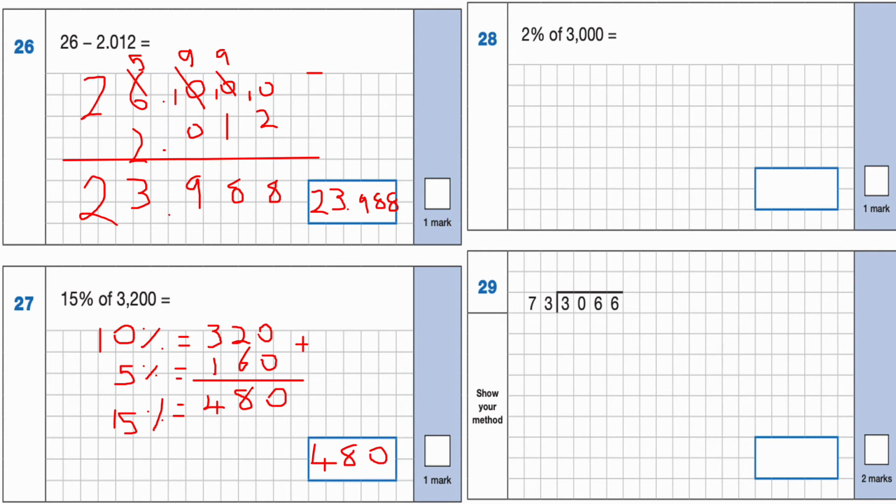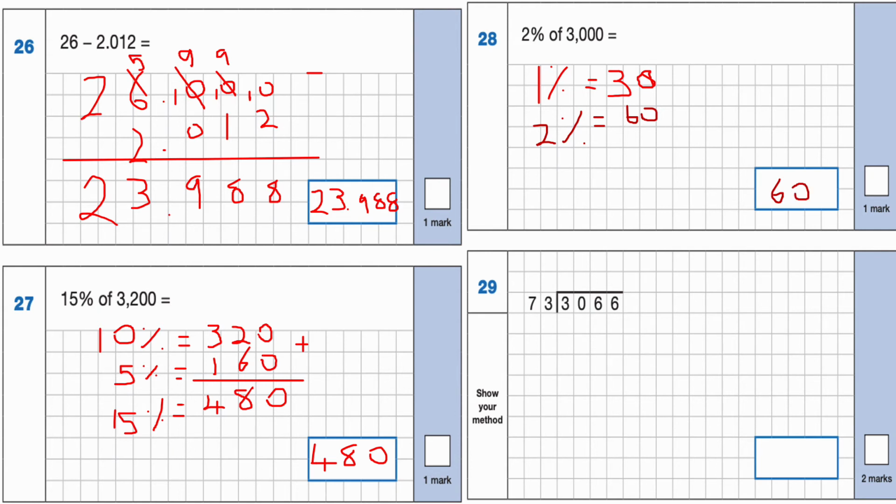Okay. Question number 28, guys. Work out 2% of 3,000. Well, I'm going to work out what 1% is. So 1% I'm dividing by 100. So taking off 2 zeros, it goes to 30. Okay, it should be a 30 there, not... To work out what 2% is, I'm going to double my answer. So 30 add 30, or 30 times 2 is 60, guys. So the answer is 60.